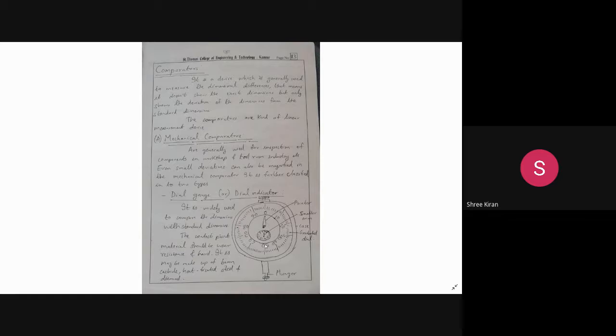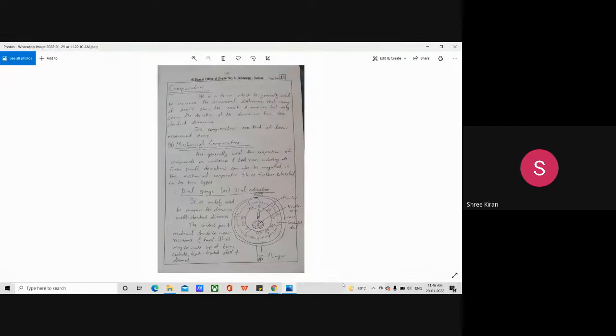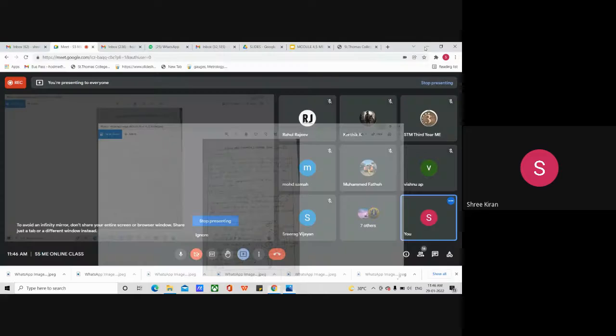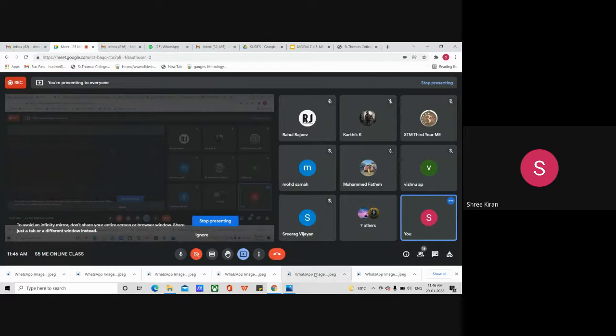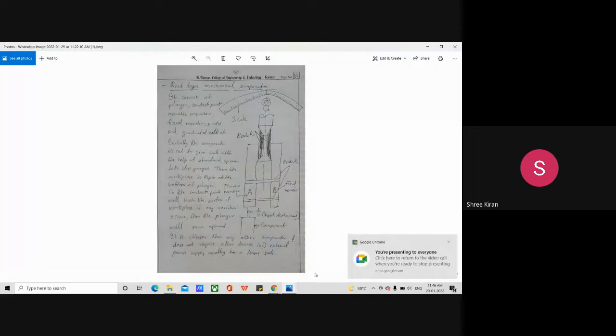So generally the contact point is an interchangeable one. It may be a standard point, tapered point, or button for flat surfaces. Okay, so this is what happens in the case of a dial gauge. Then the second one is the reed type mechanical comparator.